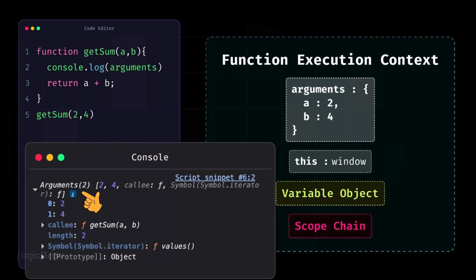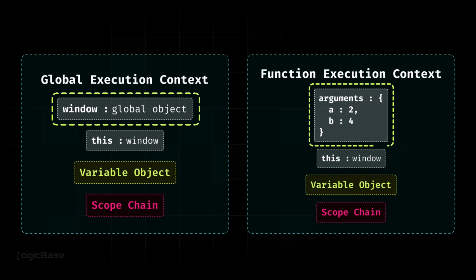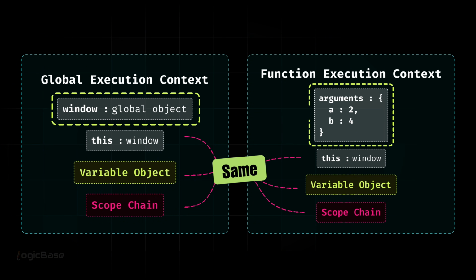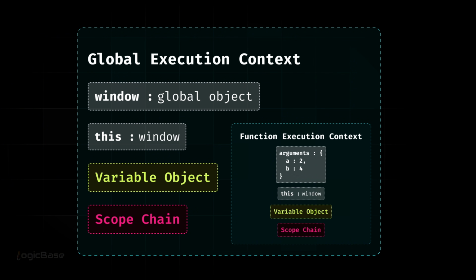So, the only structural difference between the function execution context and the global execution context is this: the global one contains a global object, while the function one contains an arguments object. Everything else remains exactly the same. Simply put, think of the global execution context as an entire world. Whenever we call a function, a new world is created inside that global world, following the same structure and behavior.